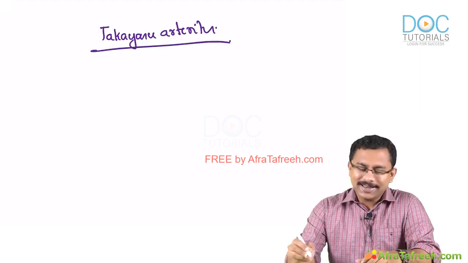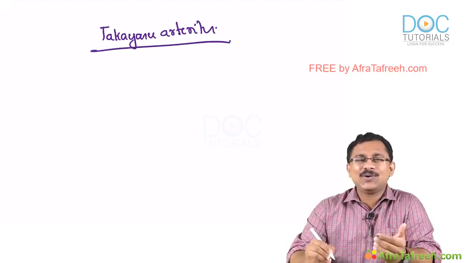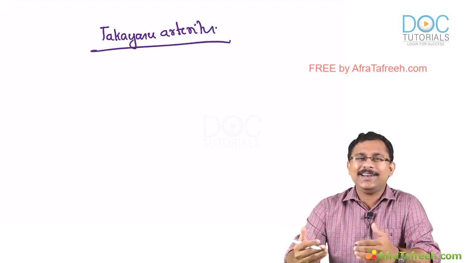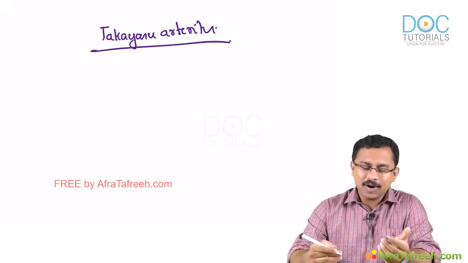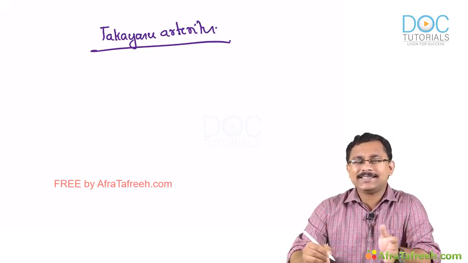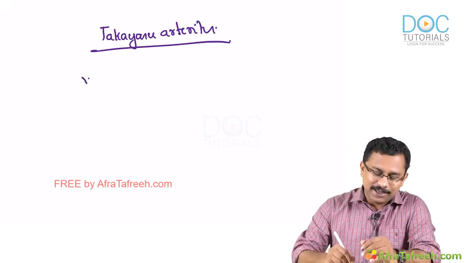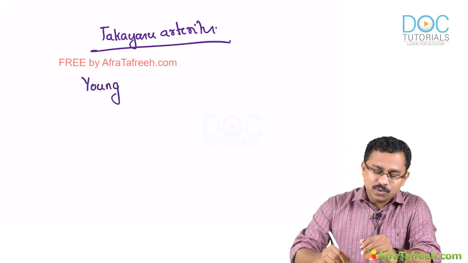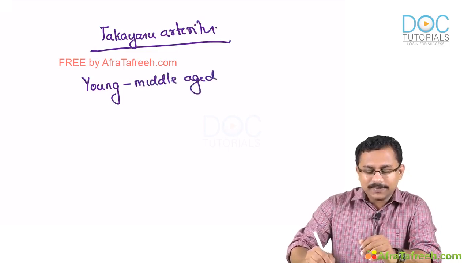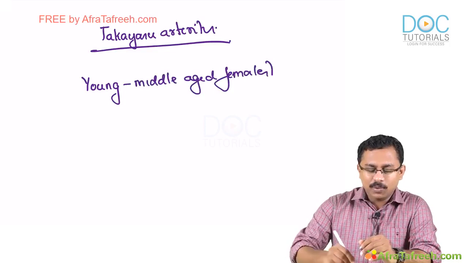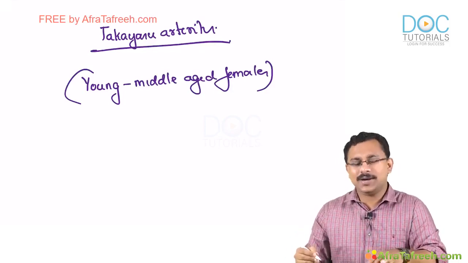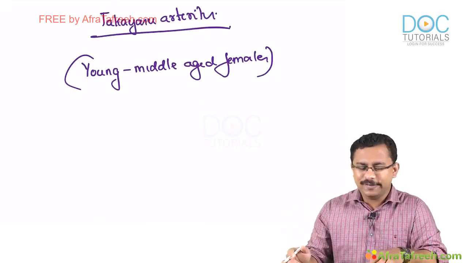So Takayasu arteritis, compared to your giant cell arteritis, which is predominantly seen in elderly and slightly more in females, here also it is more in females with a higher female to male ratio. So this is affecting your young to middle-aged females. Okay, young to middle-aged females are the ones which are more affected. So a younger age group of presentation with Takayasu arteritis is highly likely in case of females.